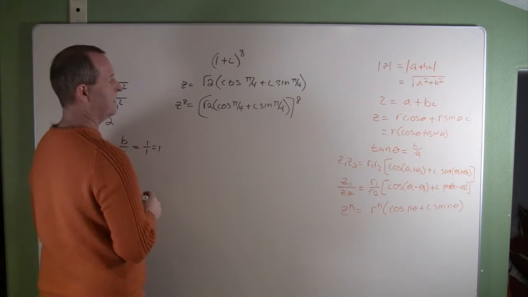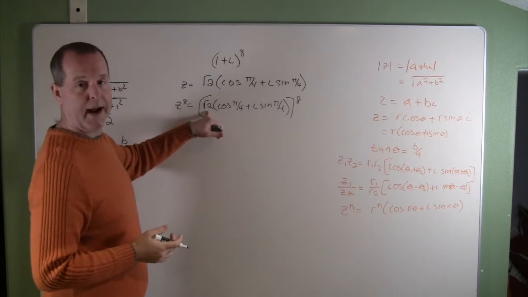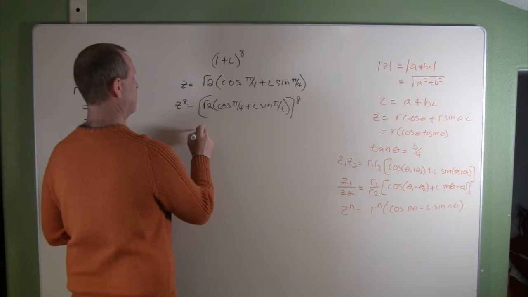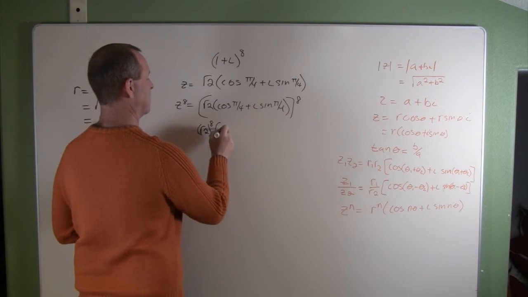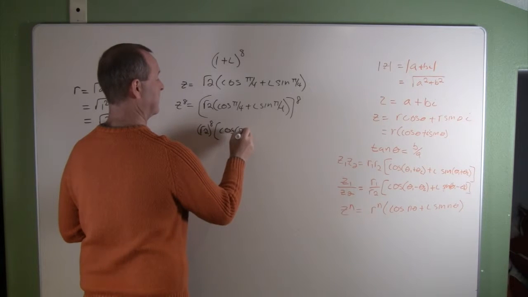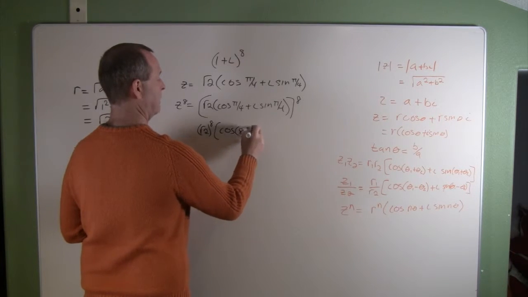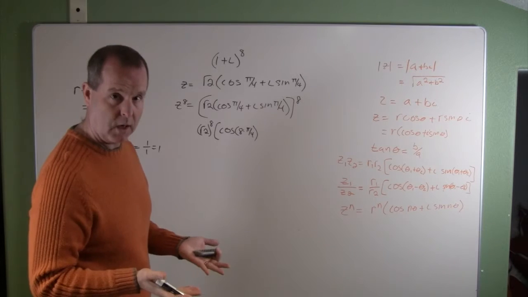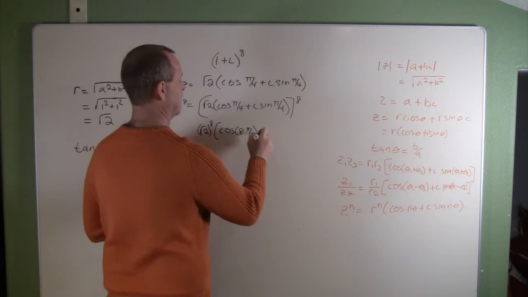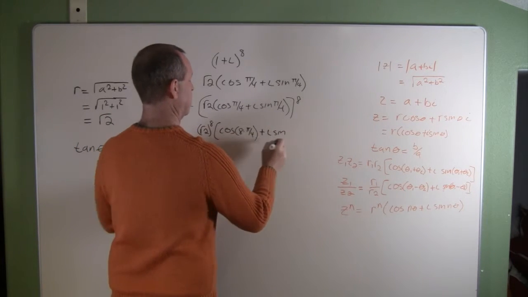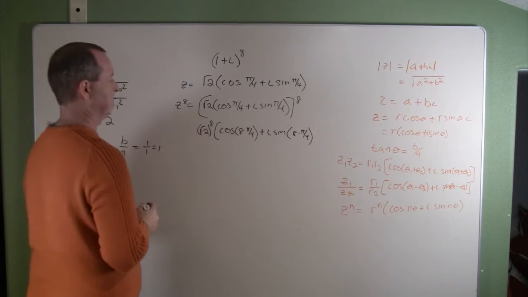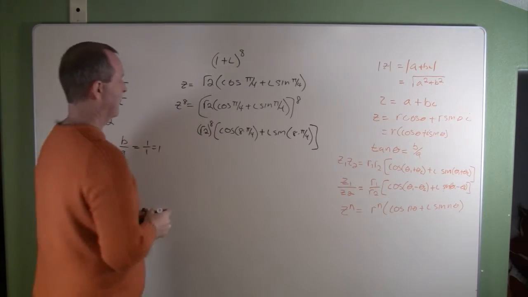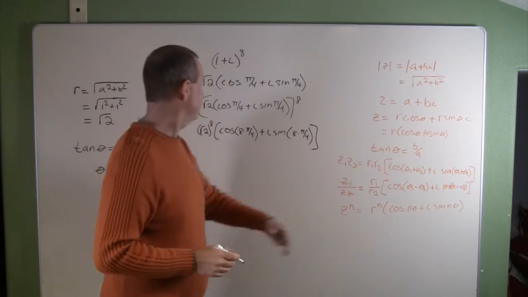I'll break that down a little bit. So remember, we take the power of the modulus to the 8th. So this becomes root 2 to the 8th. And then we add the arguments 8 times. So cosine of 8 times pi over 4, adding pi over 4 to itself 8 times, or use multiplication. And the same thing over here, 8 times pi over 4. Okay, so that was an application of DeMoivre's theorem.